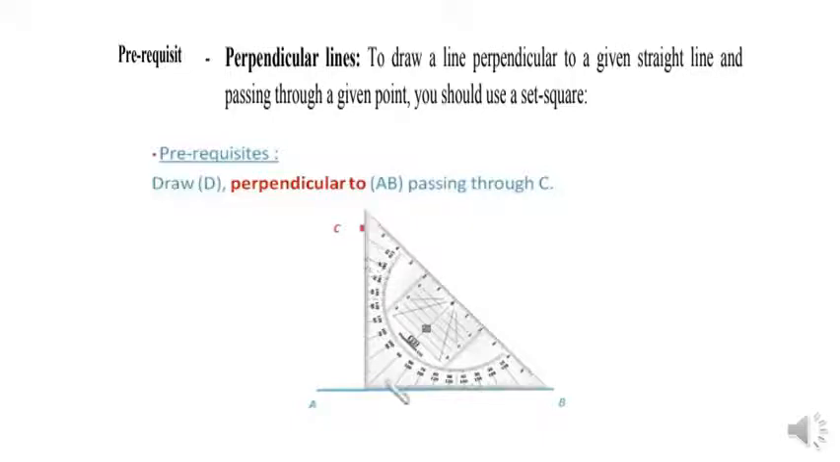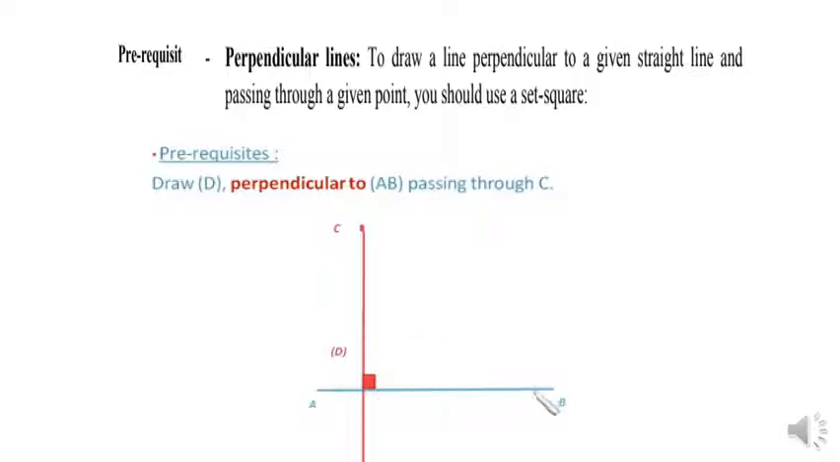Put the set square on AB, one side on AB making a right angle, and the second side passing through C. Now we can draw the perpendicular line by the side of the set square. D is passing through C and perpendicular to AB, making a right angle. This is a right angle.